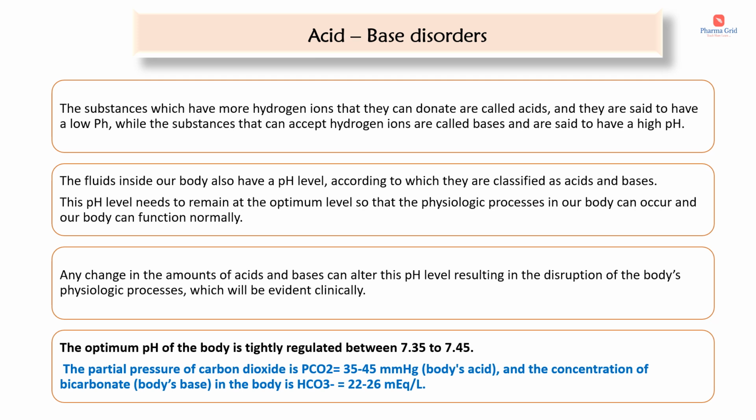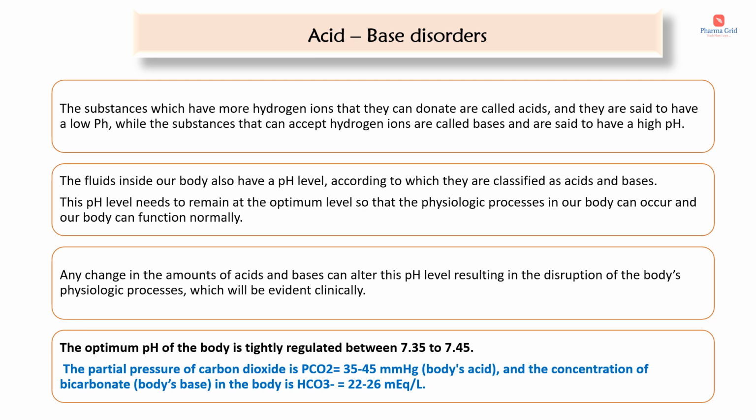The fluids inside our body also have a pH level, according to which they are classified as acids and bases. This pH level needs to remain at the optimum level so that the physiologic processes in our body can occur and our body can function normally. Any change in the amounts of acids and bases can alter this pH level, resulting in the disruption of the body's physiologic processes, which will be evident clinically.